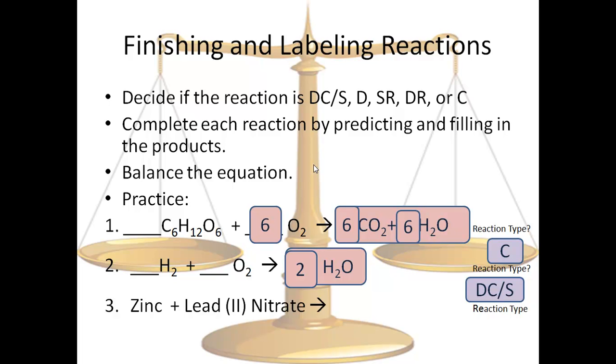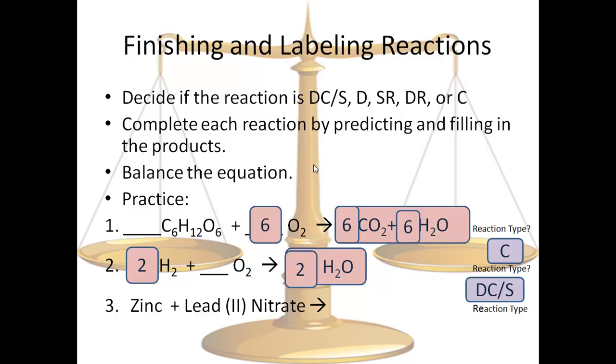So let's change the left side. We'll go from 2 to 4 by putting a 2 in front. Now you've got 2 times 2, 4 H's on the left. 2 times 2, 4 H's on the right. And let's double check. 2 O's on the left, 2 O's on the right. We're all set. Let's try another one.